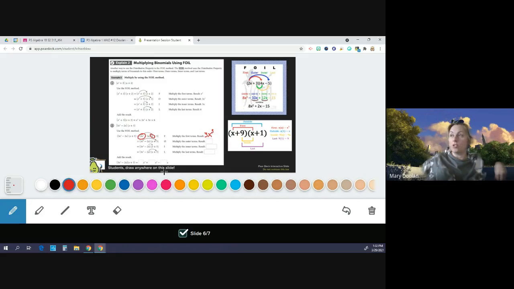And then O is for outside or outer. However you want to think of that. So that's the most outside term all the way on the left and all the way on the right, which is 3x squared times x. So we can multiply 3 and 5 together to get 15. And then we have x squared.